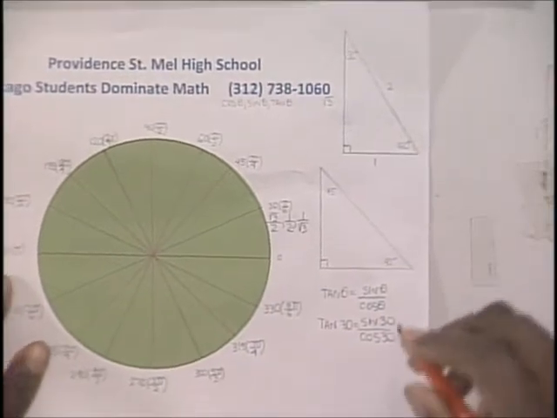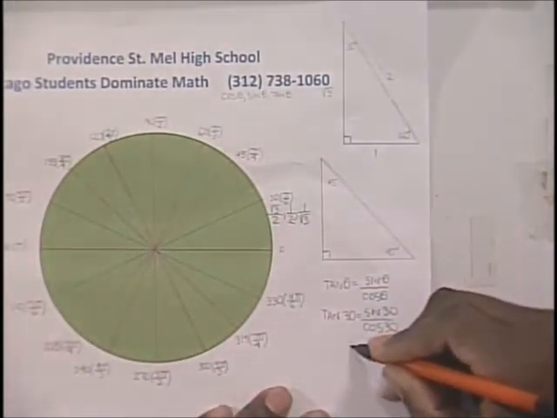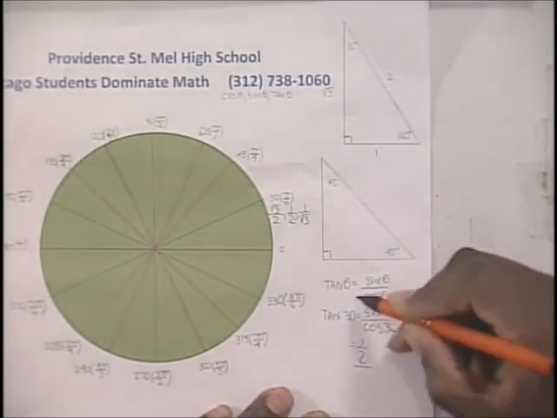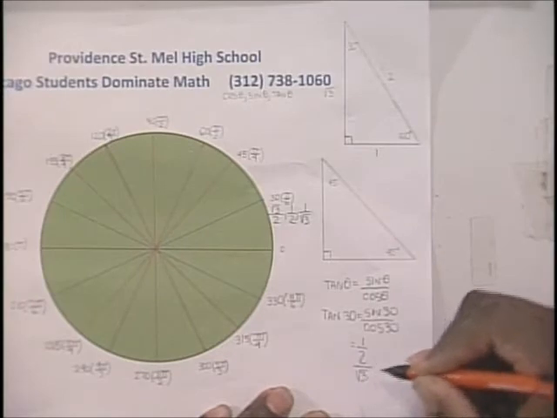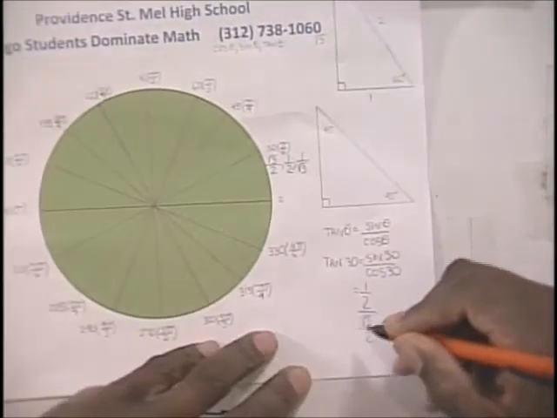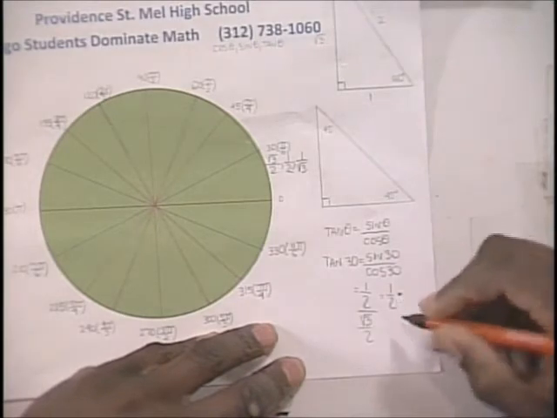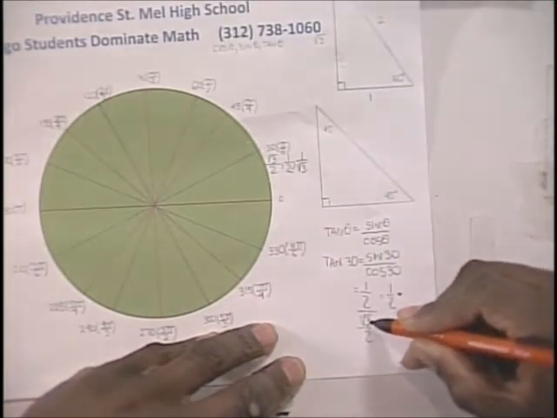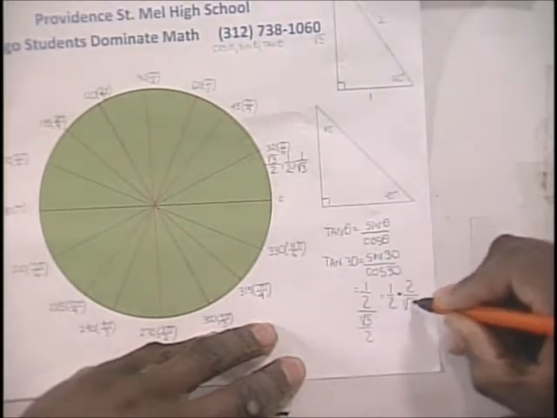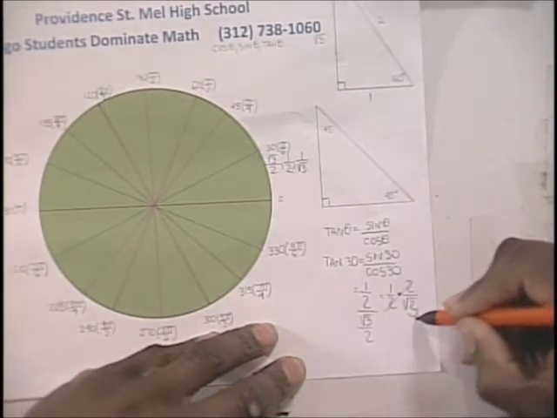All right? And if you would have done that, the sine of 30, we already told you was half. So you have half divided by the cosine of 30, which is radical 3 over 2. Now to evaluate that, you end up with 1/2 times the reciprocal. 1/2 divided by radical 3 over 2 is the same thing as 1/2 times 2 over radical 3. The 2's would cancel, and you get 1 over radical 3.